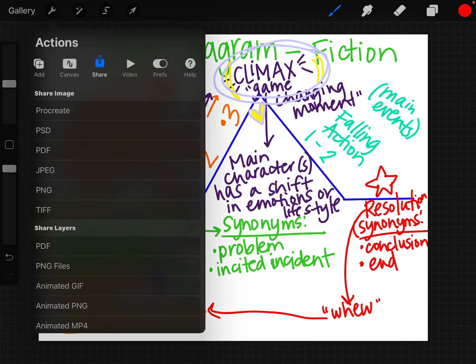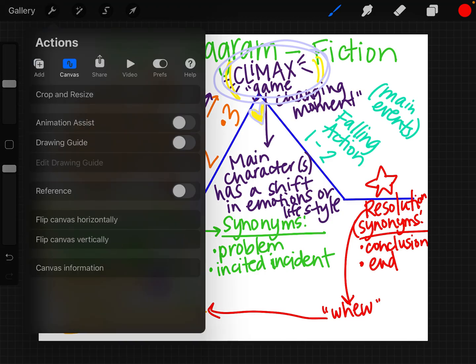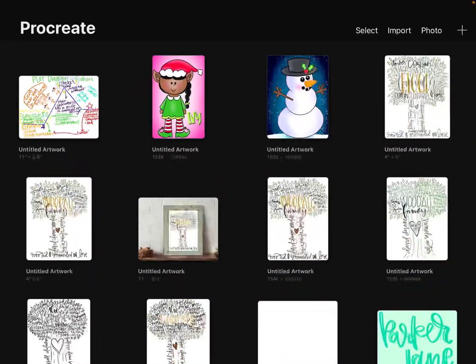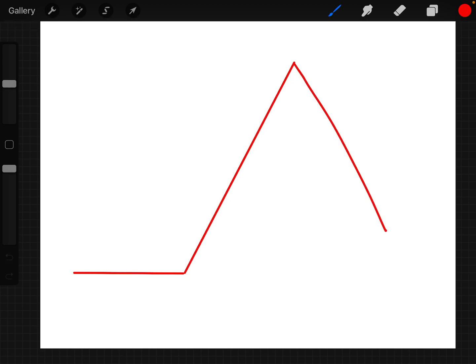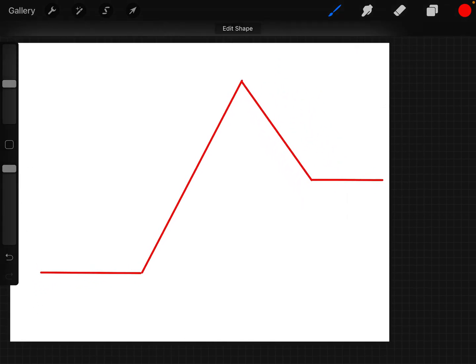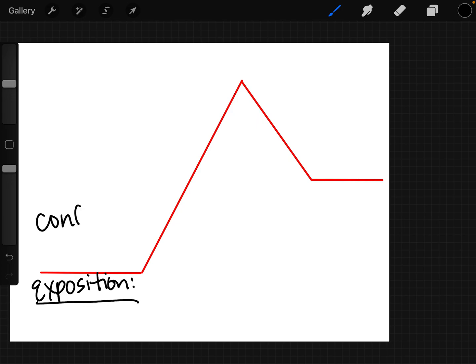If we were to talk about Finding Nemo, now you do not have to draw this, but I have my plot diagram right here. Okay. Now, here at the very bottom, we have our exposition. That is our setting and our characters. We have our conflict, which comes soon after. This is the problem, the inciting incident that our main character faces.